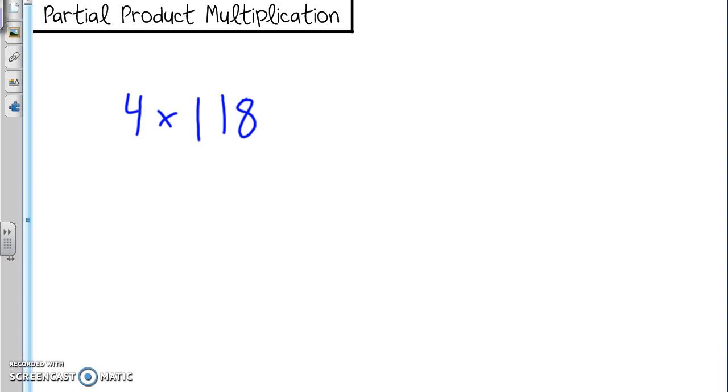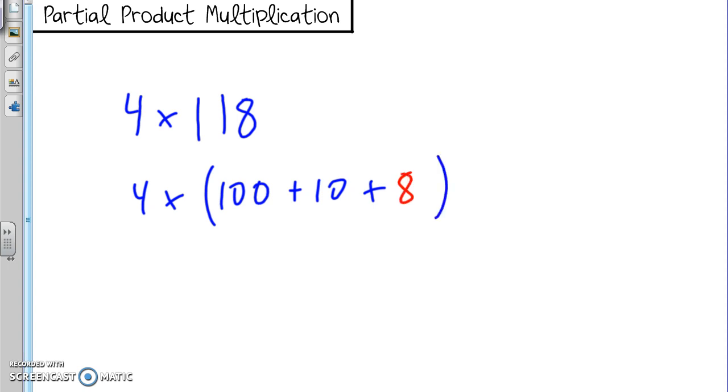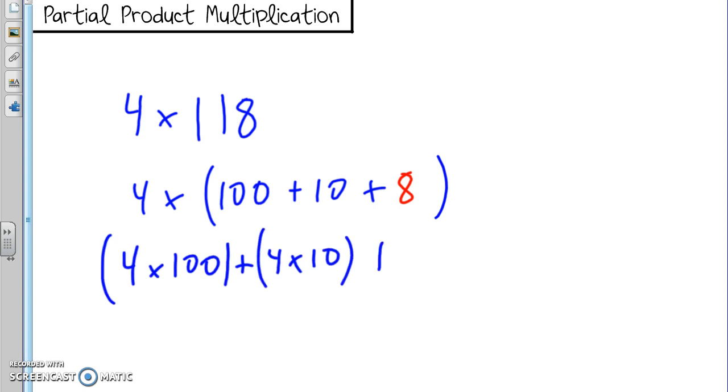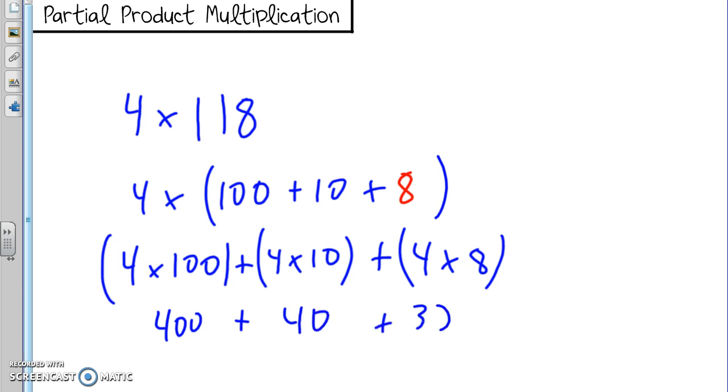4 times 100 plus 10 plus 8 is 118. So really you're doing 4 times 100 plus 4 times 10 plus 4 times 8. That's your distributive property in order to solve this problem. You would do 400 plus 40 plus 32. So your answer would be 472.